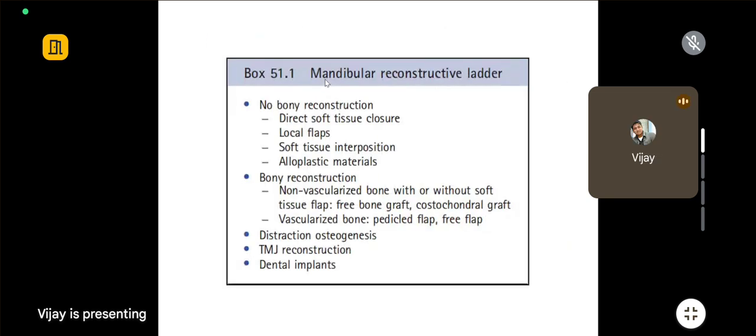Coming to the mandibular reconstructive ladder, this is taken from Stell and Maran's textbook. So no bony reconstruction includes direct soft tissue closure, insertion of local flaps, soft tissue interposition, and alloplastic materials. Then bony reconstructions include non-vascularized bone with or without soft tissue flap, which includes free bone graft and costochondral grafts, then vascularized bone including pedicle flap or free flap. Other technical modalities include distraction osteogenesis, TMJ reconstruction, and dental implants.